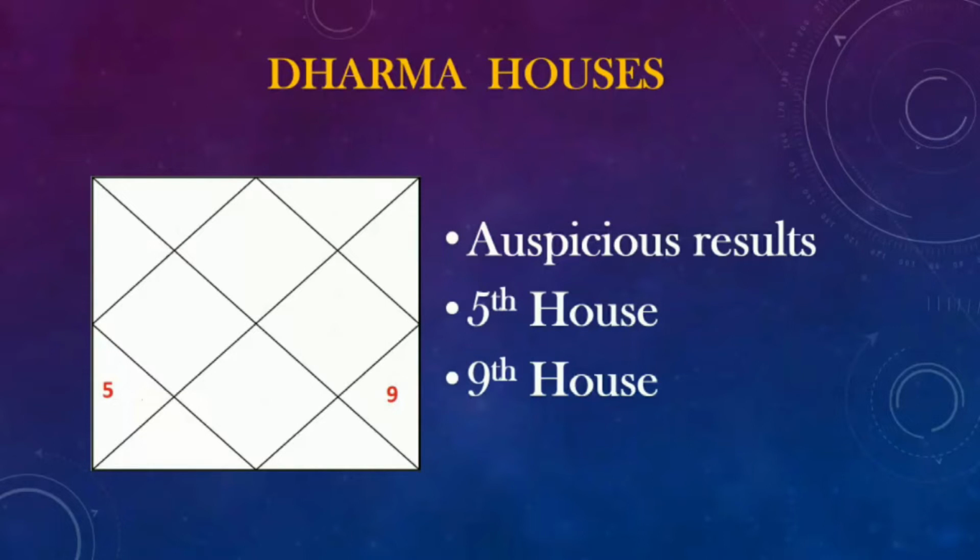So how do we see the strength of the Dharma houses? Very simple. Just like the first house, look at the lord of the 5th house and the 9th house. Are these planets malefic or benefic? What planets are placed in the 5th house and the 9th house? Look at the house placement and the sign placement of the 5th lord and the 9th lord, and all these things will help you in analyzing this chart.